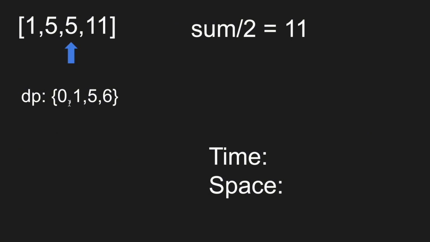First we can add 5 to 0, but it's already in the set. And we can add 5 to 1, but 6 is already in the set as well. So now we can add 5 to 5, which is 10. So we'll add 10 to the set. And now we can add 5 to 6, and that equals 11, which means that we can partition the array into two subsets of equal sum. So we can return true.